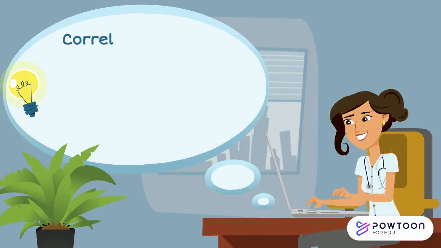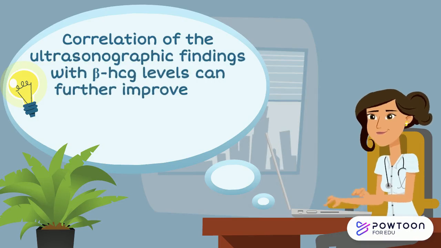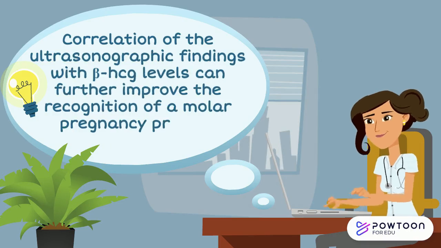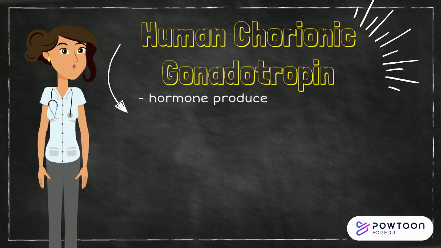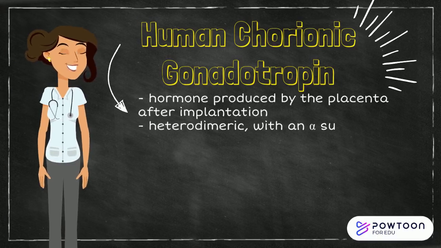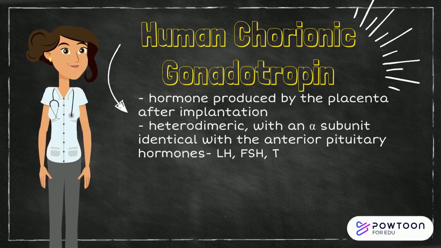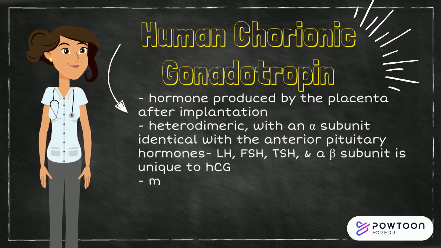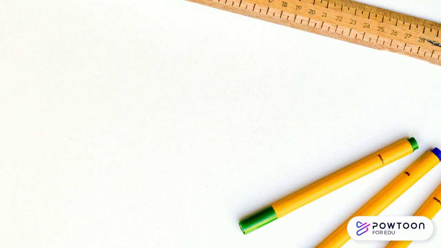Correlation of the ultrasonographic findings with beta-HCG levels can further improve the recognition of a molar pregnancy prior to surgical evacuation. Human chorionic gonadotropin is a hormone produced by the placenta after implantation. It is heterodimeric with an alpha subunit identical with the anterior pituitary hormones, luteinizing hormone, follicle-stimulating hormone, and thyroid-stimulating hormone. It also has a beta subunit which makes it unique.